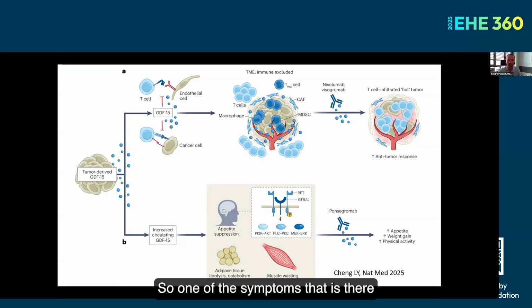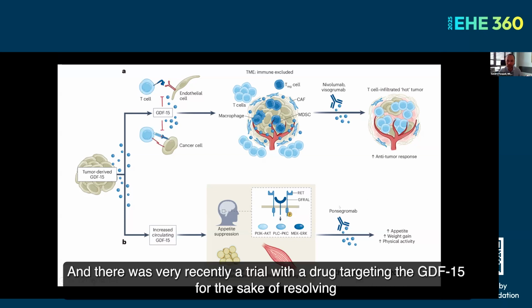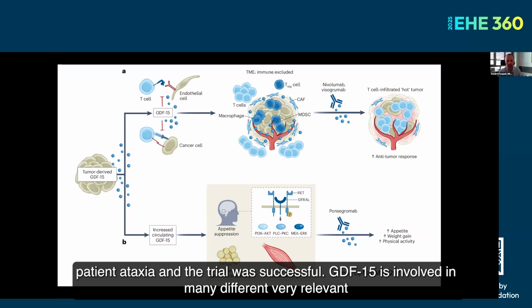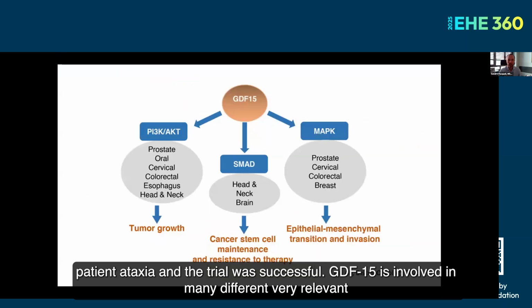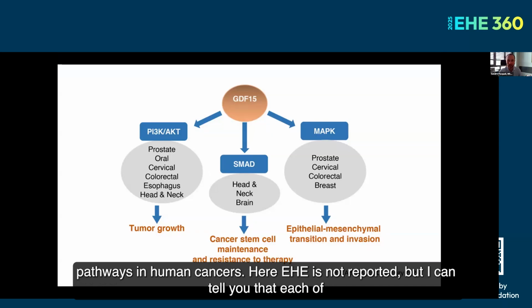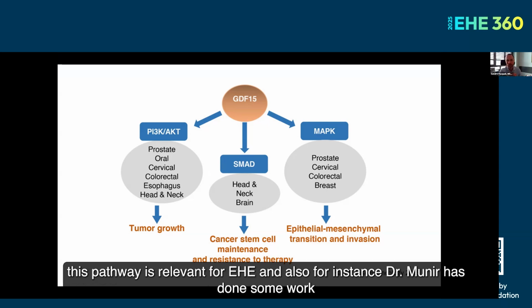So that is one of the symptoms that is there also in the aggressive form of EHE. And there was very recently a trial with a drug targeting GDF15 for the sake of resolving patient cachexia, and the trial was successful. GDF15 is involved in many different, very relevant pathways in human cancers. Here, EHE is not reported, but I can tell you that each of these pathways is relevant for EHE.